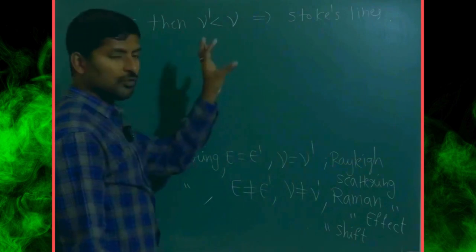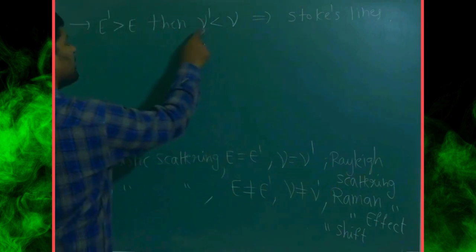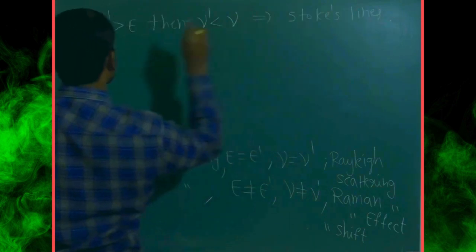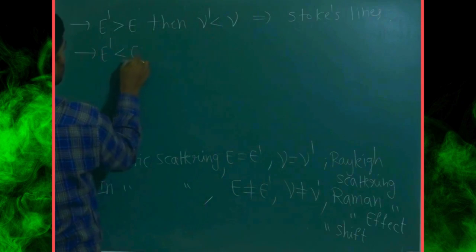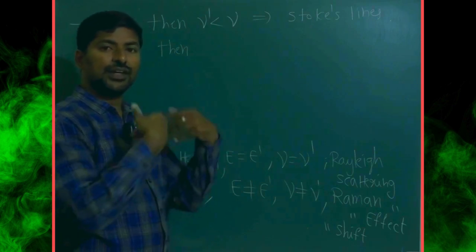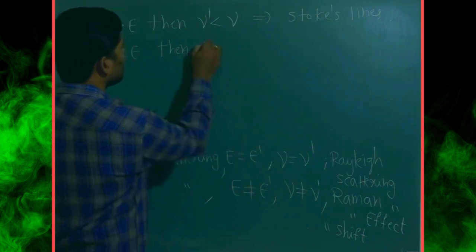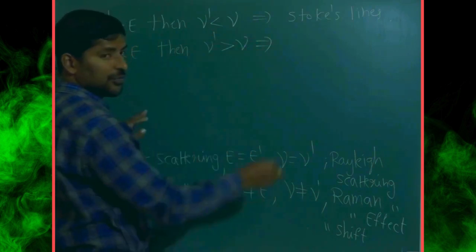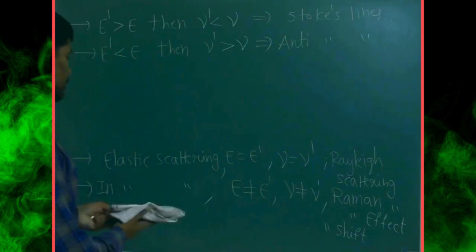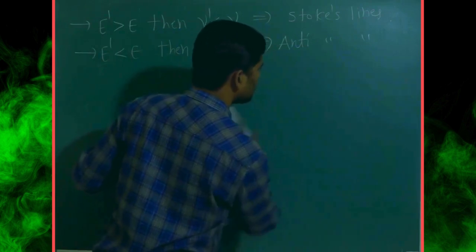In the Raman effect, we may get two types of lines, Stokes lines and anti-Stokes lines. If the scattered radiation frequency is less than the incident radiation frequency, the corresponding lines are called Stokes lines. Now, if E dash is less than E, the energy of the molecule decreased, which means energy is given from the molecule. That means the scattered radiation frequency increases compared to the incident radiation frequency. Such lines are called anti-Stokes lines. I will explain it.